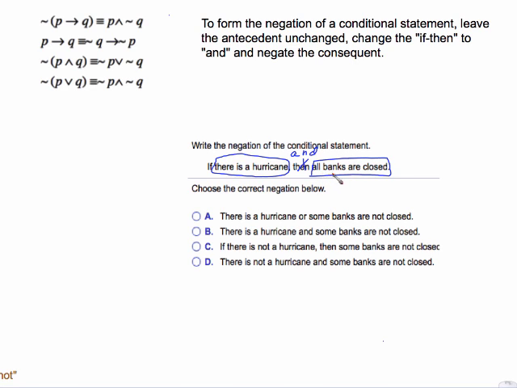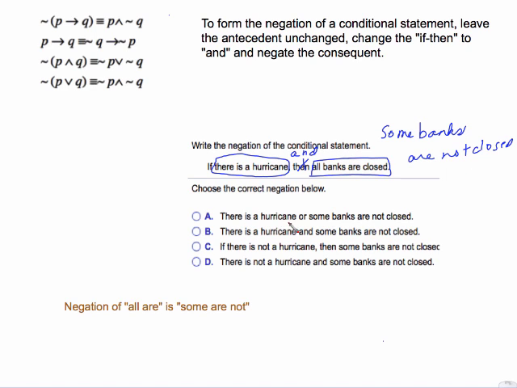Remember, to negate an all statement, it's not as simple as just sticking a not in there. To negate an all statement, you need to remember this. The negation of all are is some are not. So this said all banks are closed. To negate this, we need to go to some banks are not closed.